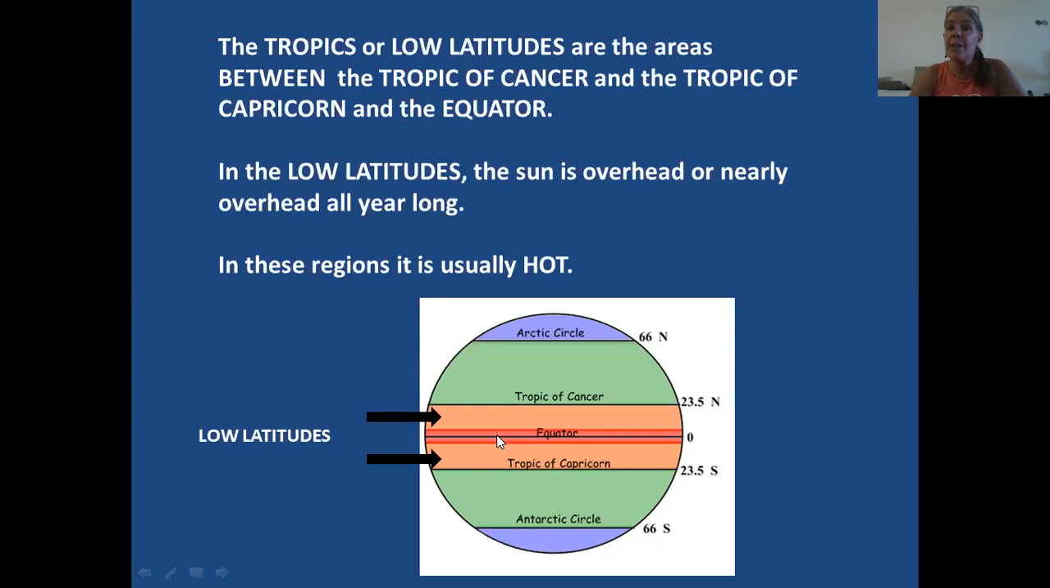In the low latitudes, the sun is overhead or nearly overhead all year long. So these regions are usually very hot. So look again in the picture, where we have the tropics, the low latitudes, right north of the equator up to the Tropic of Cancer, and south of the equator up to the Tropic of Capricorn.